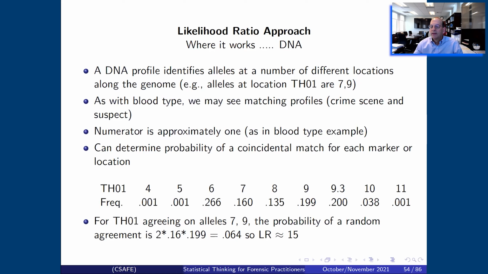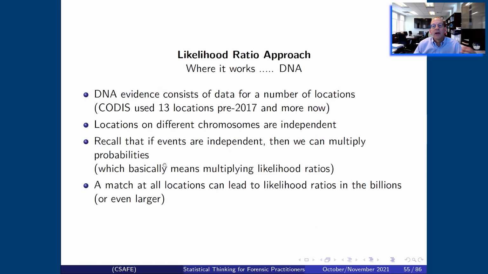We would again expect that to be 1, but we can ask what's the probability that they'll match on TH01. They'll both be 7 and 9 if they're different people. I won't go through it in detail, but this is a known biology calculation. The probability of a coincidental match in this case is about 0.06, and the likelihood ratio is 1 over 0.06, which is 15. So just a match on this one genetic location gives you a likelihood ratio of 15, considerably stronger than the blood type we saw.